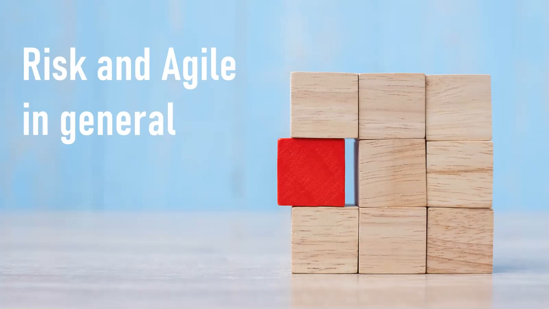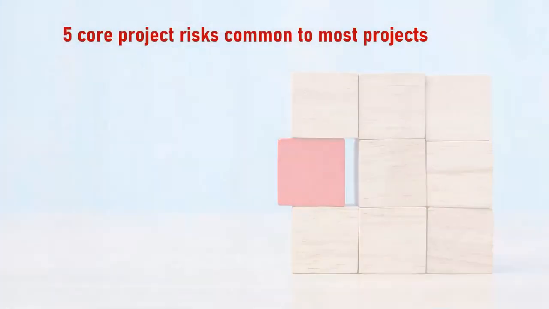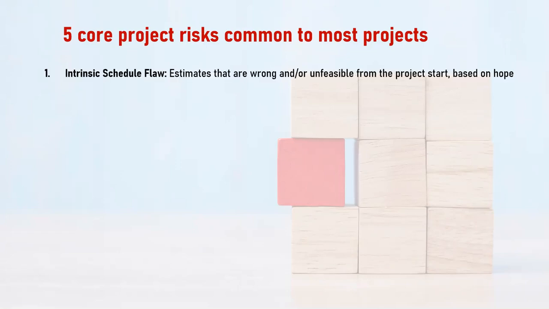So what do I mean by that? Well, when we're talking projects and even products, it doesn't matter, there are 5 core project risks that we encounter, and the practitioners amongst you will recognize all of these. Number 1 is intrinsic schedule flaw, right? When we have wrong estimates or things are infeasible from the project start based on hope. We have all been in situations where our organizations have been guilty of this.